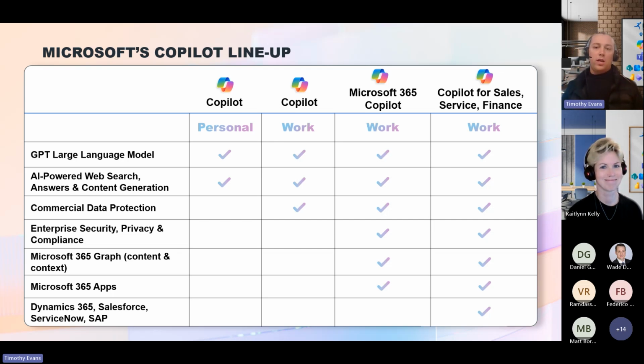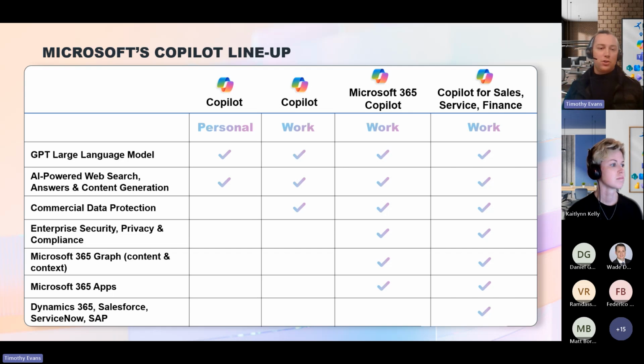But if we start over on this left side, Personal Copilot, what was formerly known as Bing Chat, is powered by GPT-4, OpenAI's most capable and most up-to-date generative AI model. When we think about how Copilot actually works, this is what gives Copilot the ability to reason over the data and come up with a logical response. All of the Copilots offer AI-powered capability. This one specifically here is focused on AI-powered web search and answers to your specific questions.